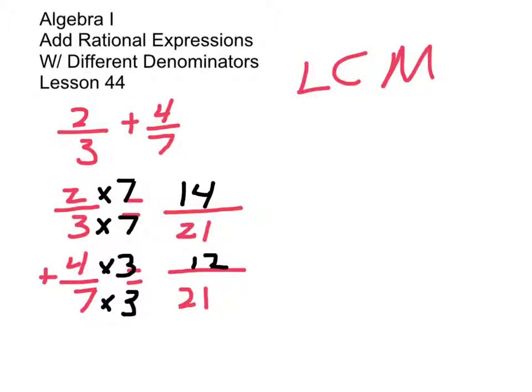Now I can add these fractions because they have a common denominator of 21. 14 and 12 is 26, and I could leave my answer as 26 over 21. You could write it as a mixed number, but you don't necessarily need to. So that's how you add fractions with different denominators: you have to find a common denominator or a least common multiple.